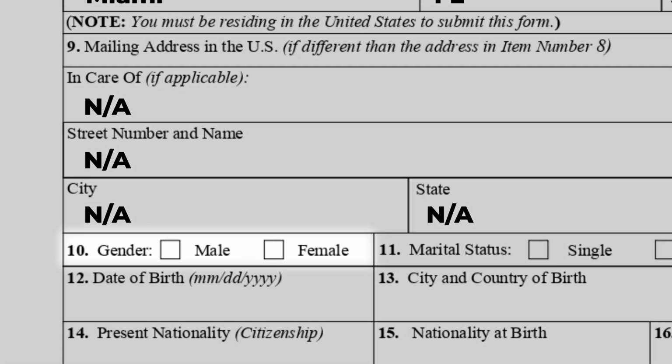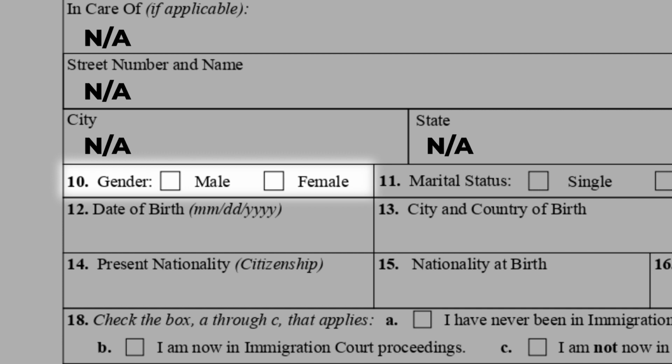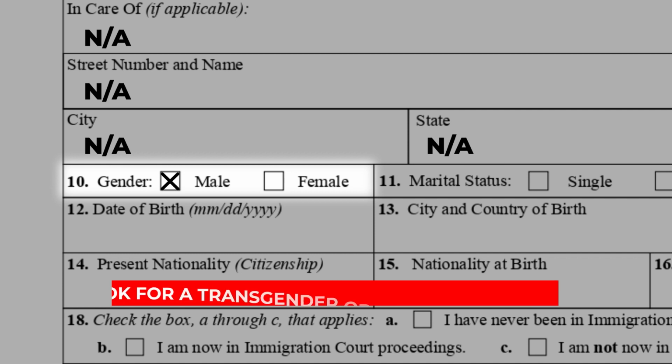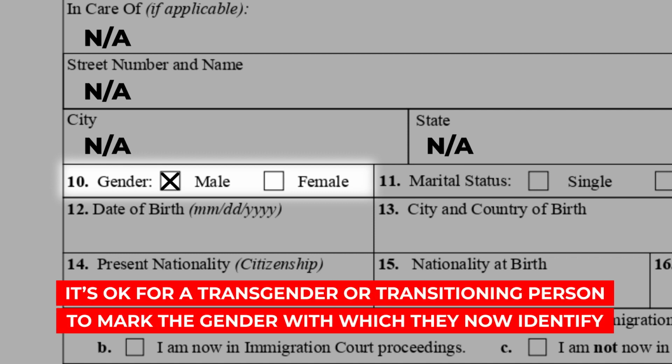All right, on to number 10, which asks for your gender. Select male or female by putting an X in the corresponding box. I think it's perfectly fine for a transgendered or transitioning person to mark the sex with which they now identify, rather than their sex at birth.